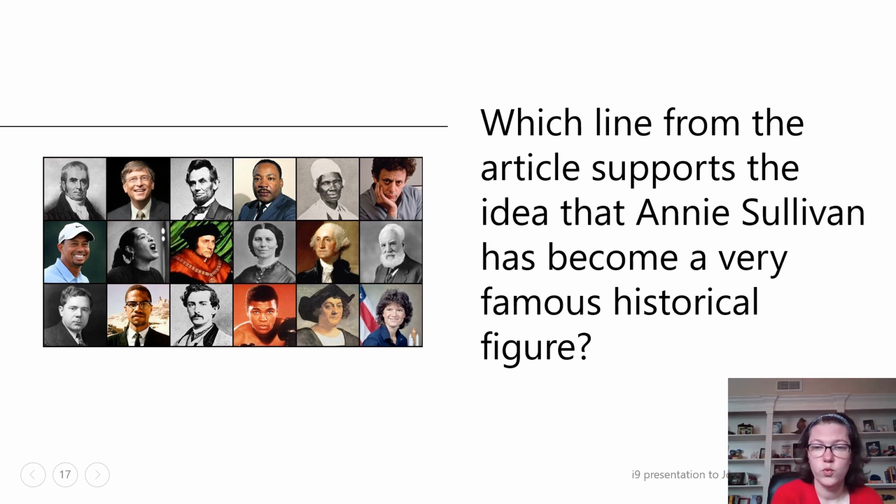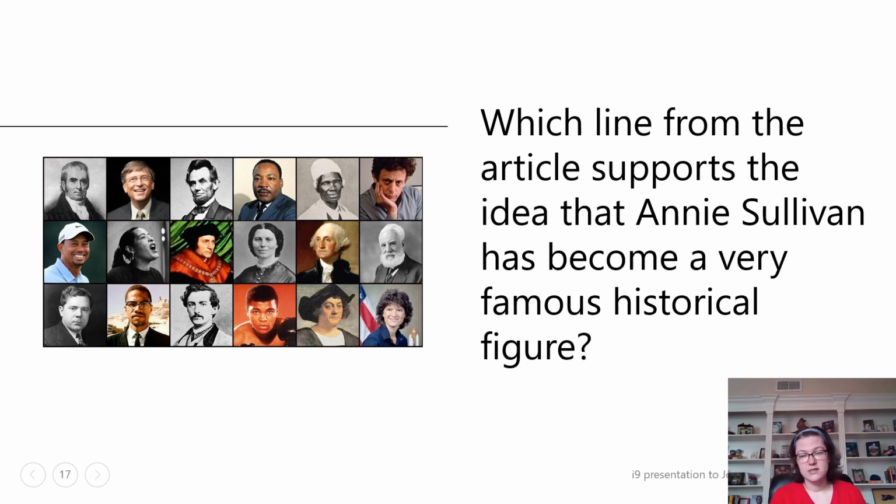Here's another question. Which line from the article supports the idea that Anne Sullivan has become a very famous historical figure? Now, a historical figure is someone who lived in the past, who did a lot of things, and who people remember. So you can see a lot of famous historical figures in the picture that I put on this slide. You can see Abraham Lincoln, Bill Gates, Martin Luther King Jr., George Washington, Muhammad Ali, Sally Ride, Tiger Woods, and a bunch of other famous people that you might have learned about or might learn about in the future.